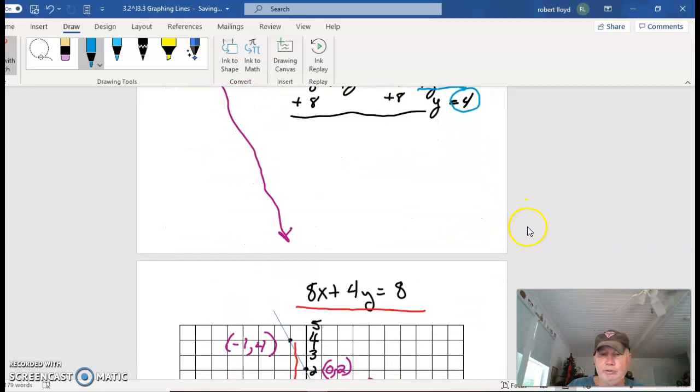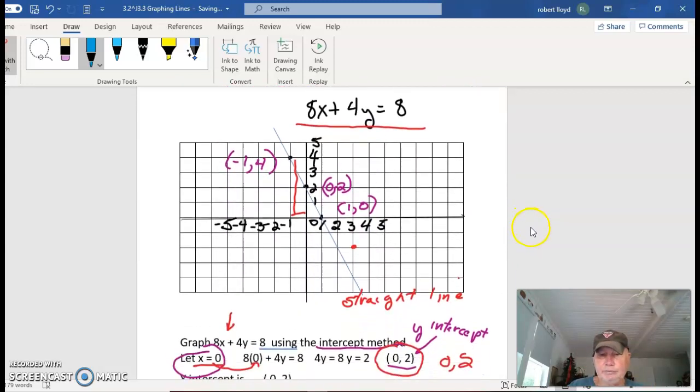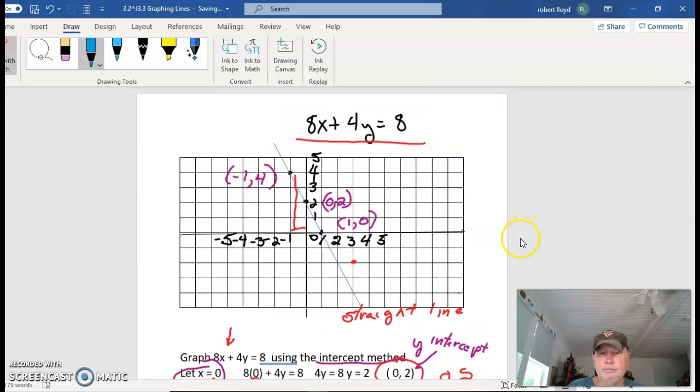Now we plot those points on the graph. And we would get -1, 4, 0, 2, and 1, 0. When we connect those, we have graphed this line, 8x plus 4y equals 8.